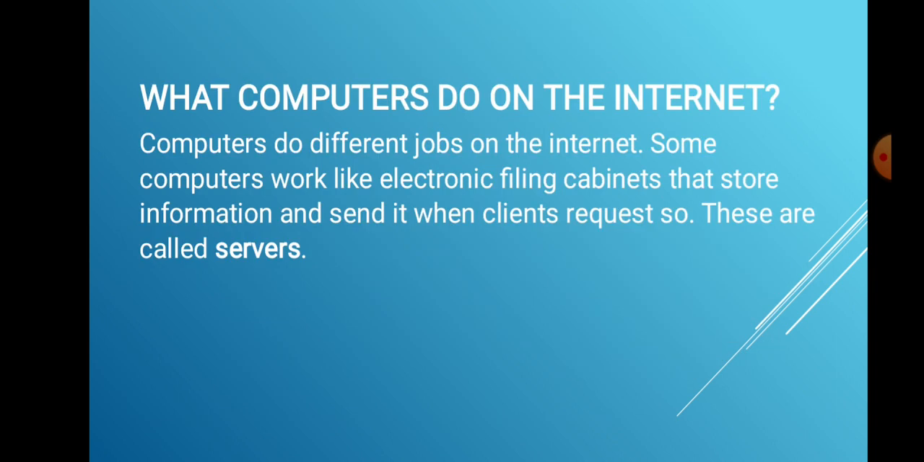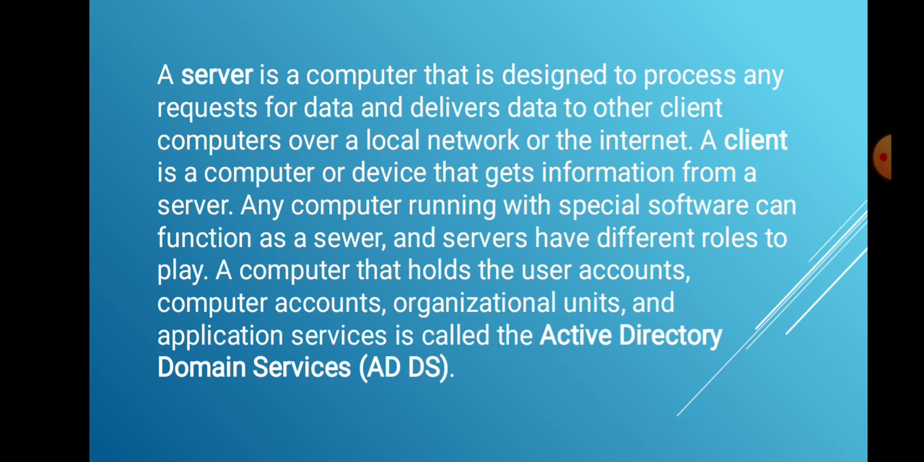What computers do on the internet. Computers do different jobs on the internet. Some computers work like electronic filing cabinets that store information and send it when clients request it. These are called servers. A server is a computer that is designed to process requests for data and deliver data to other client computers over the local network or the internet.